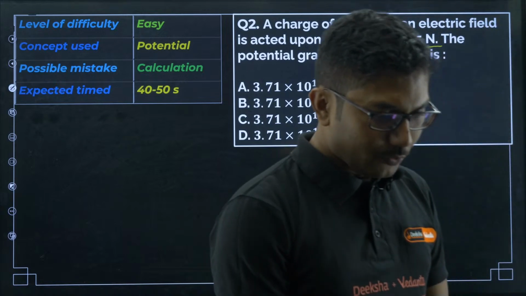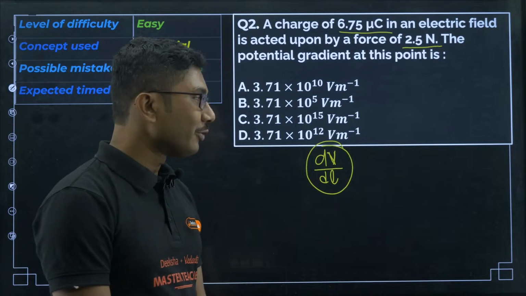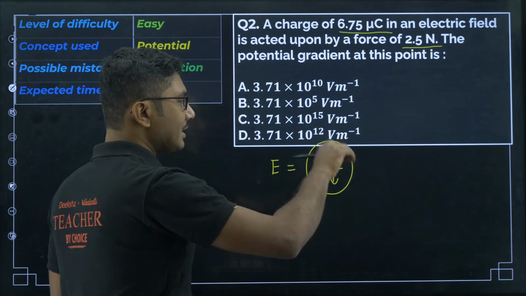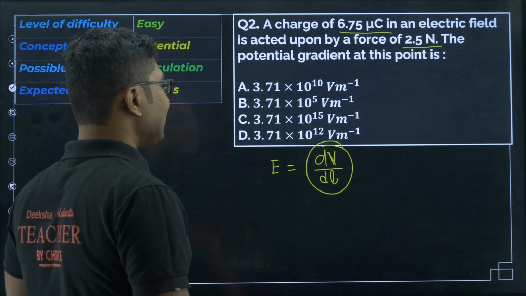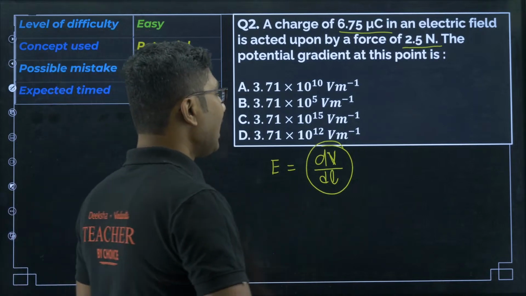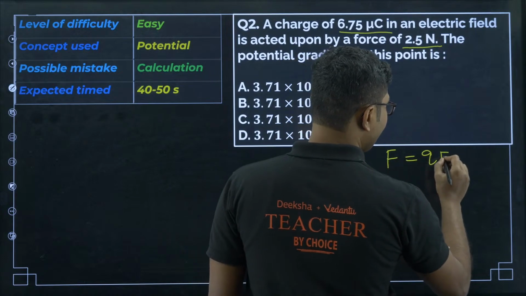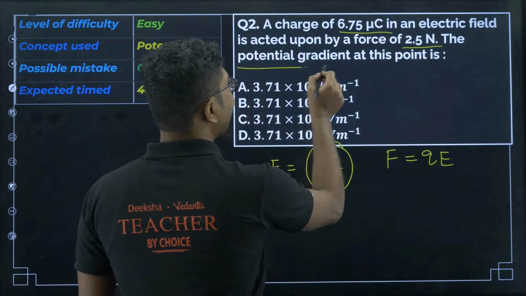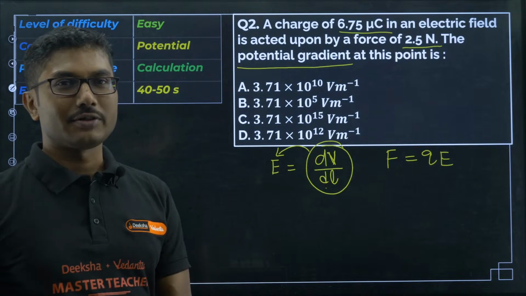Now how can you solve it? What formula do we use? We know that the magnitude of electric field is basically equal to dV by dl, right? This is our starting point. So this is an indirect question from electric potential and related to electric field as well. We know that electric force is given by Q into E. So as simple as that, potential gradient is nothing but electric field. If you understand this, you can solve this question.